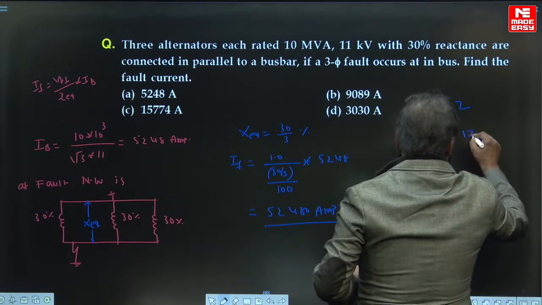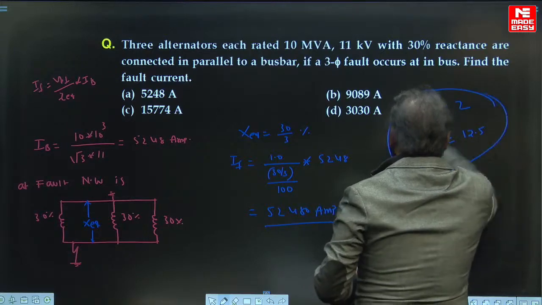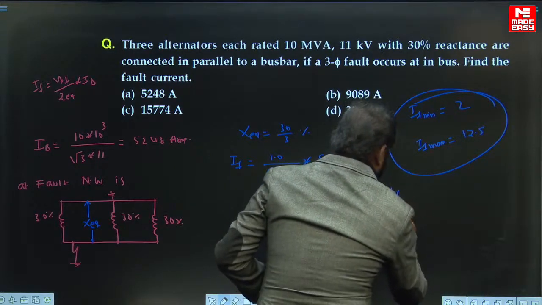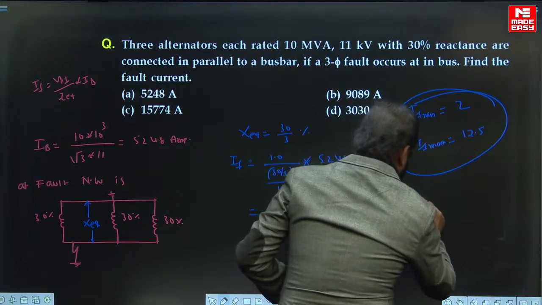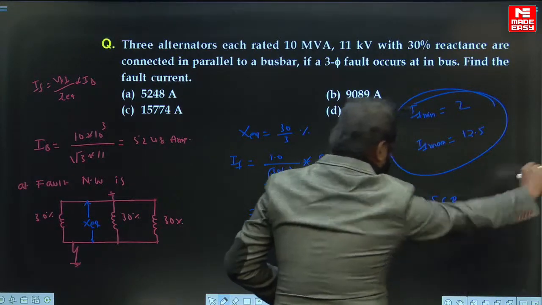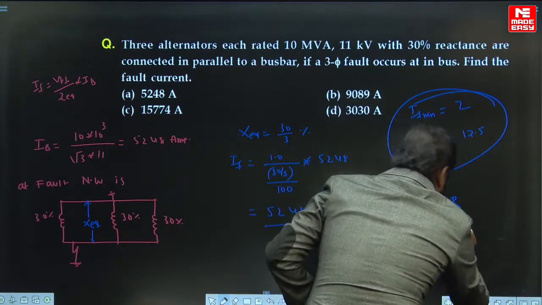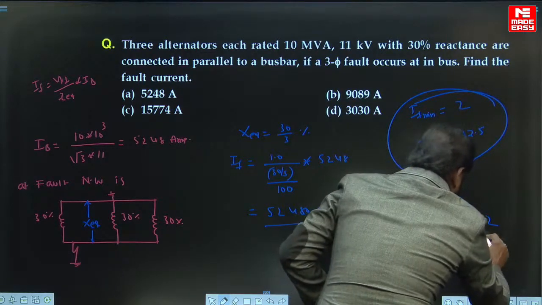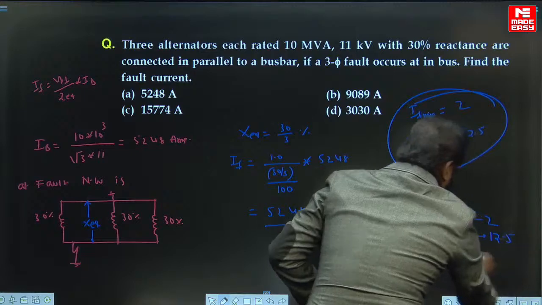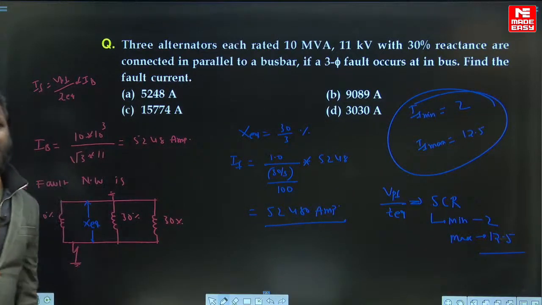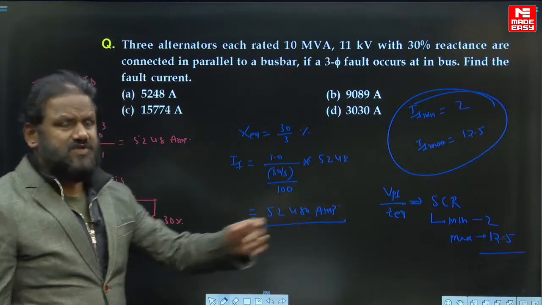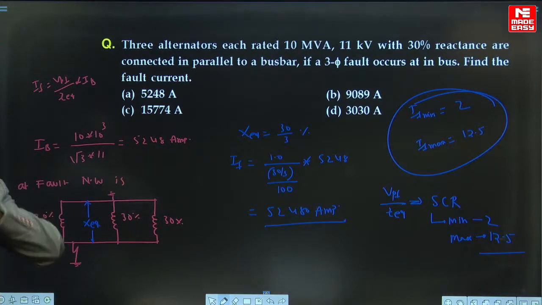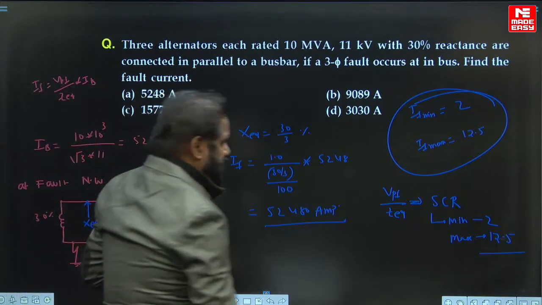You have to understand one thing: the minimum IF is double, and the maximum is 12.5. What do we call VPF by Z equivalent? We call it SCR, short circuit ratio. I said the minimum short circuit ratio is 2, and the maximum is 12.5. Any fault current should not be more than 12.5 times. These are all salient features, very very important. I want you to note down all these things.